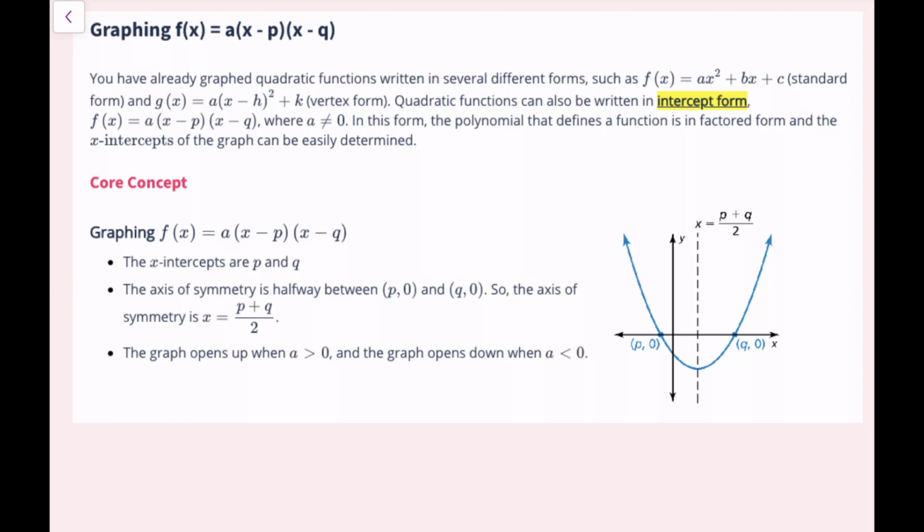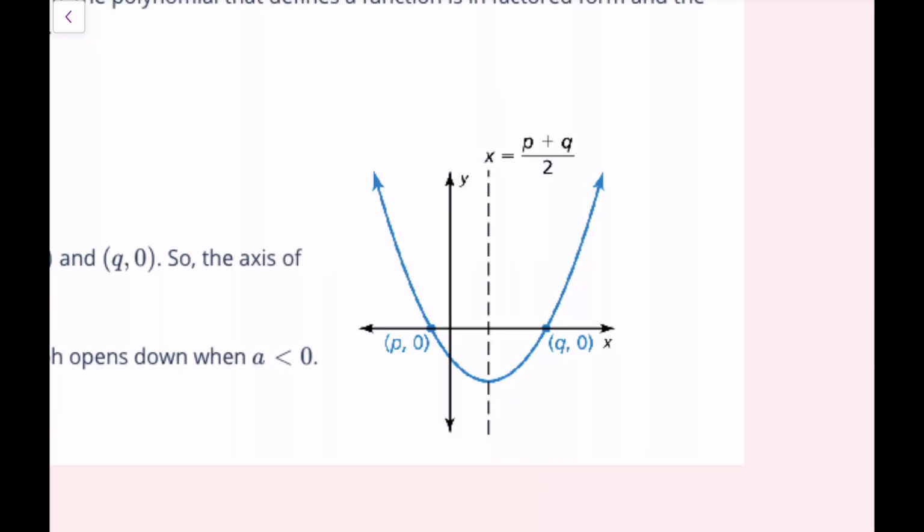Quadratic functions can also be written in intercept form, and this is the form of the title, and that is f of x equals a times quantity x minus p times quantity x minus q, where a does not equal 0, obviously because if a equals 0, this whole thing would equal 0. In this form, the polynomial that defines a function is in factored form, and the x-intercepts of the graph can be easily determined. Remember, the x-intercepts are the points on the graph where they cross the x-axis. Okay, so on this little graph right here, these would be our x-intercepts.